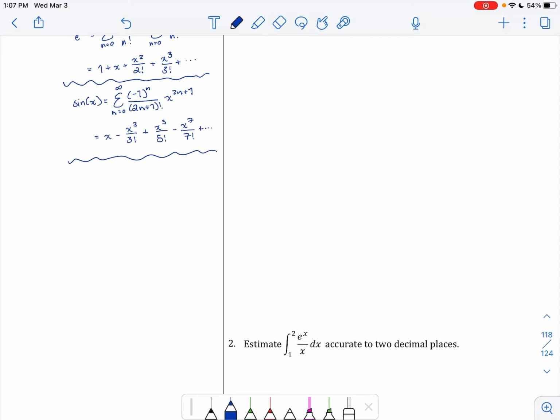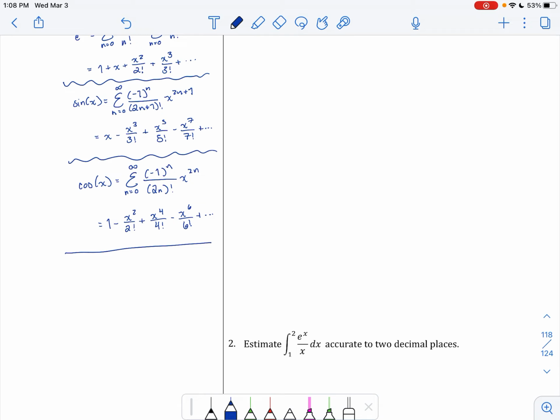Last one I had you just work on memorizing is cosine of x, which are your even terms. So from 0 to infinity, alternating still, and then it's 2n factorial, x to the 2n, which if we wanted to write it out would be 1 minus x squared over 2 factorial plus x to the fourth over 4 factorial minus x to the 6th over 6 factorial, and so on with the alternating even terms.